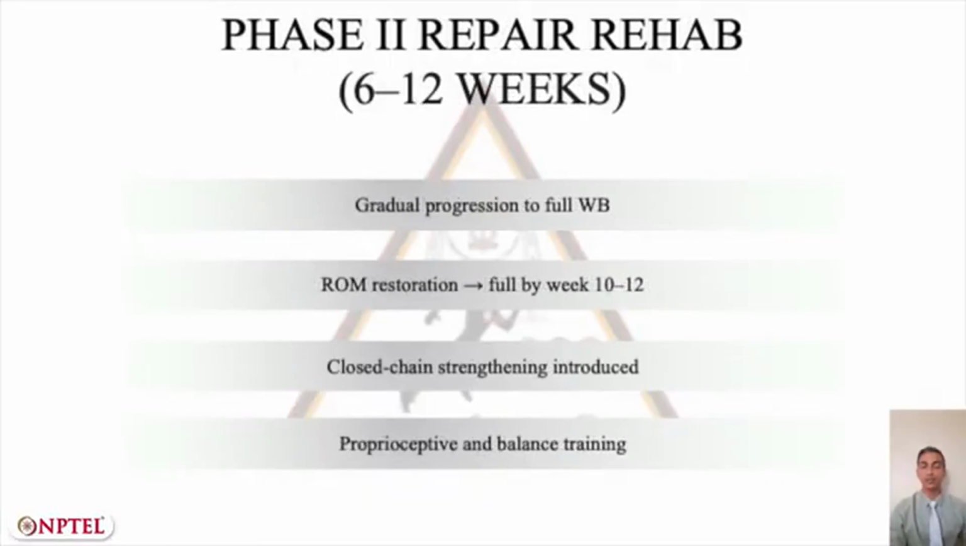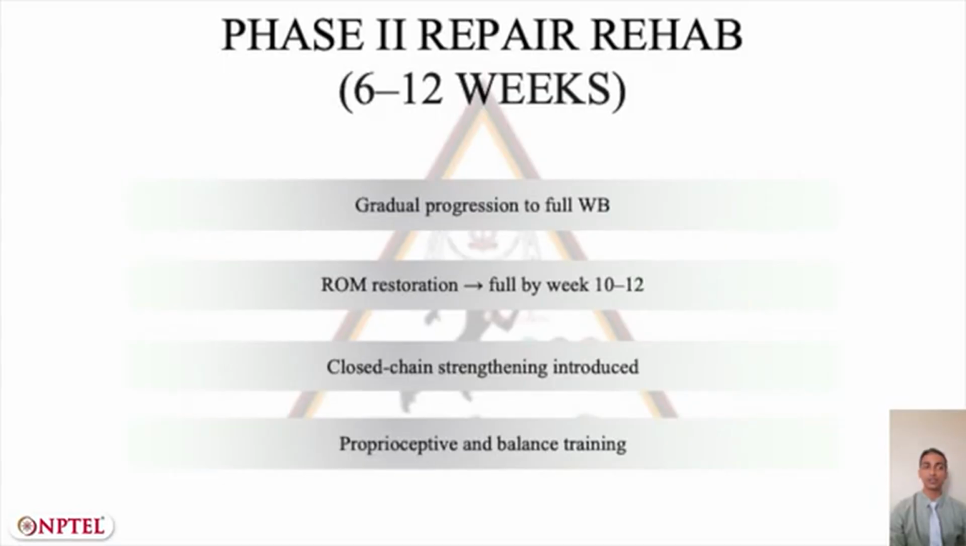Weight bearing is gradually progressed in this phase, and by 10 to 12 weeks, most patients achieve full weight bearing. Range of motion of the knee is also restored gradually to its complete range. The strengthening of the muscle progresses to closed chain drills, which are more functional and provide stability to the knee joint. Balance and proprioceptive training, like the single leg stance, are introduced, ensuring controlled movement patterns without stressing the repair.